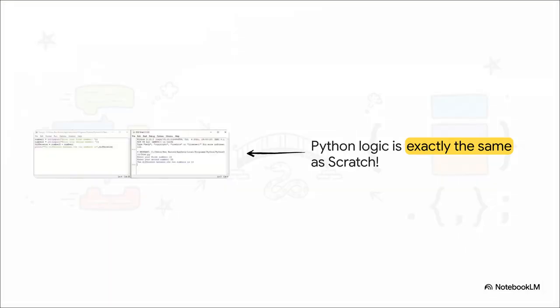Now, Python's interface is definitely going to look different than what you're used to. Instead of a bright stage and snapping colorful blocks together, it's mostly just text on a plain background. And yeah, I know, that might look a little intimidating at first glance, but I promise you, the logic is exactly the same. You're still just giving the computer step-by-step instructions. The only real difference is that now you're actually typing those instructions out yourself.